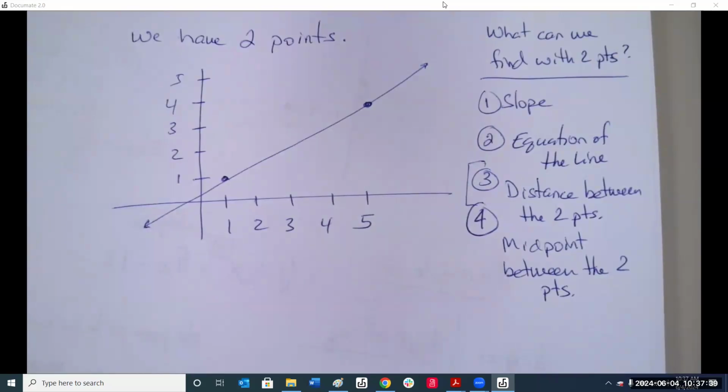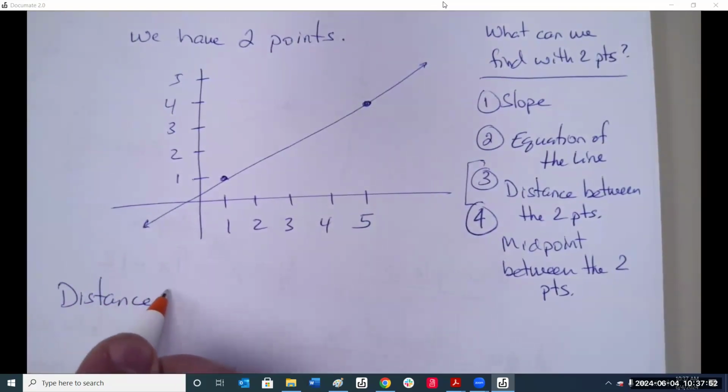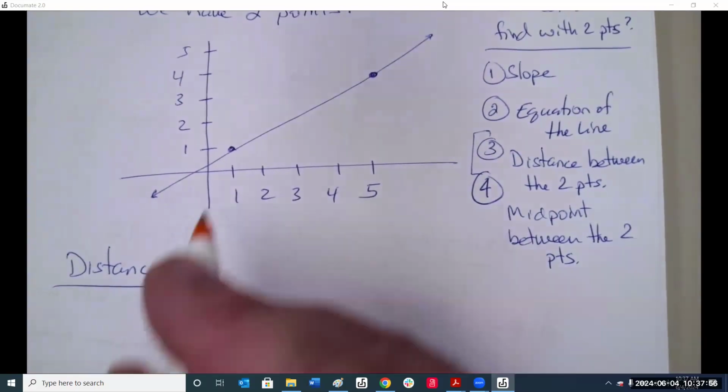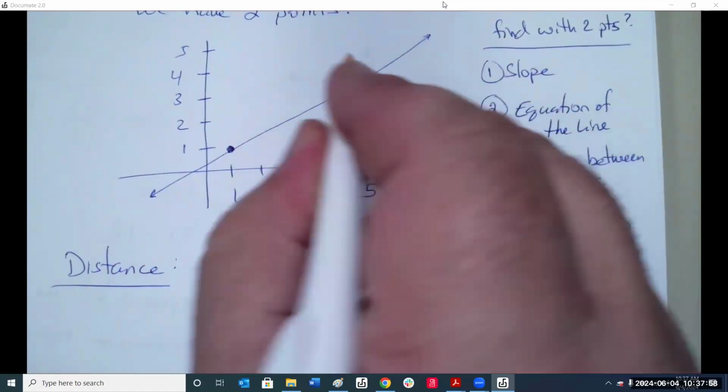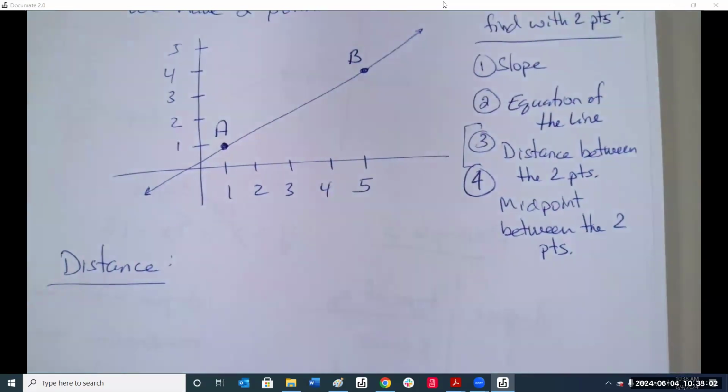Normally, I would do the slope, but I'm going to stick with the flow of the book in case anybody's doing that in the viewing audience. So the distance. We're going from this point to this point. We'll call this point A. We'll call this point B.